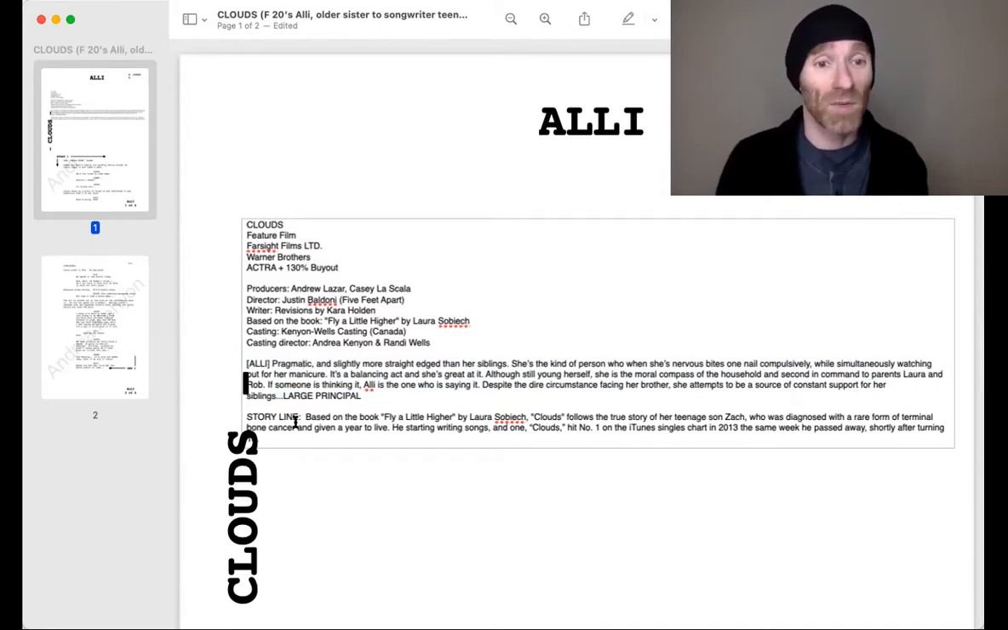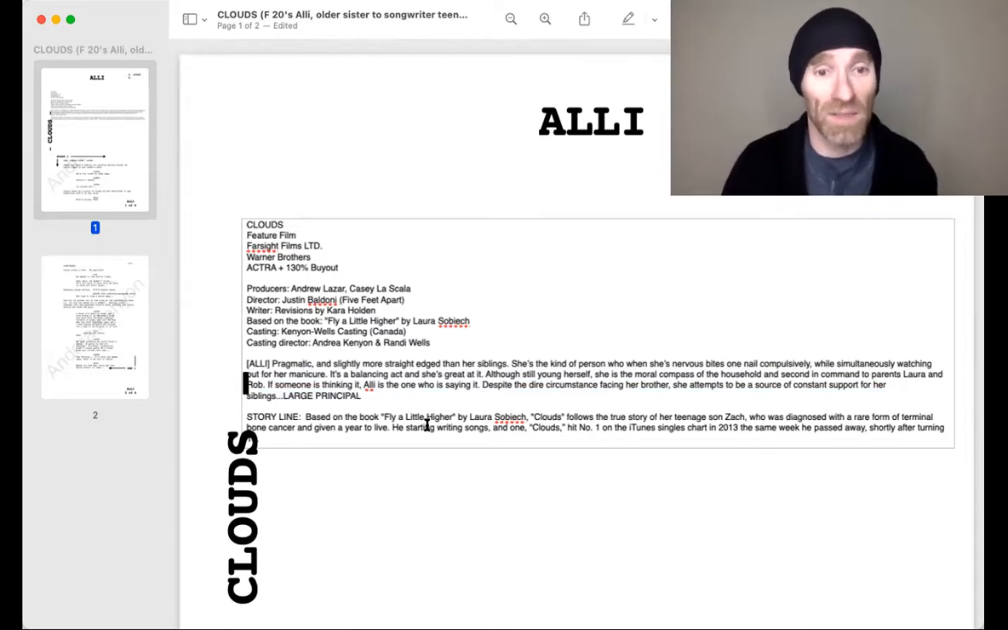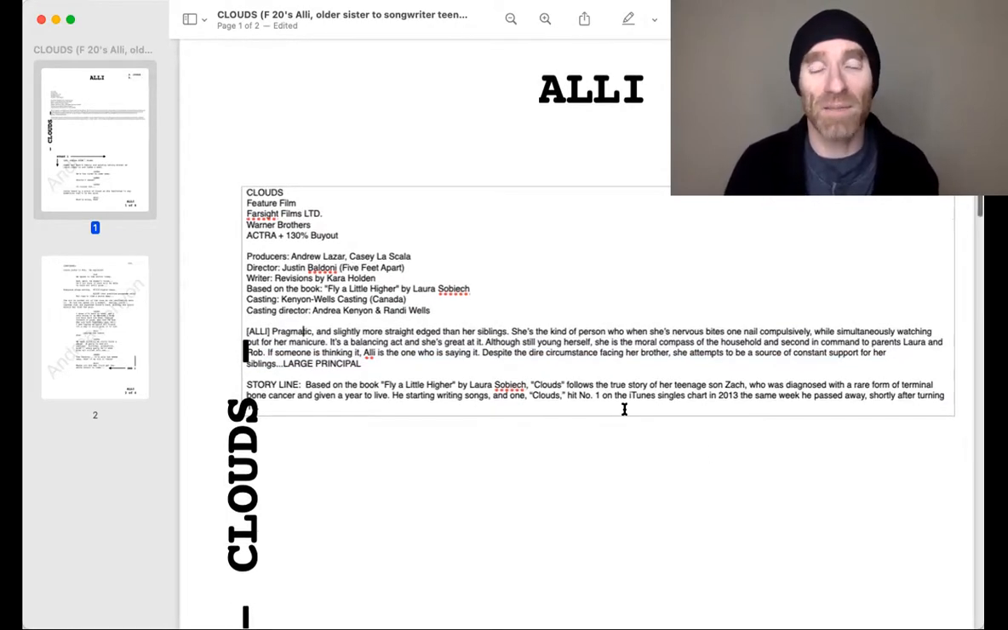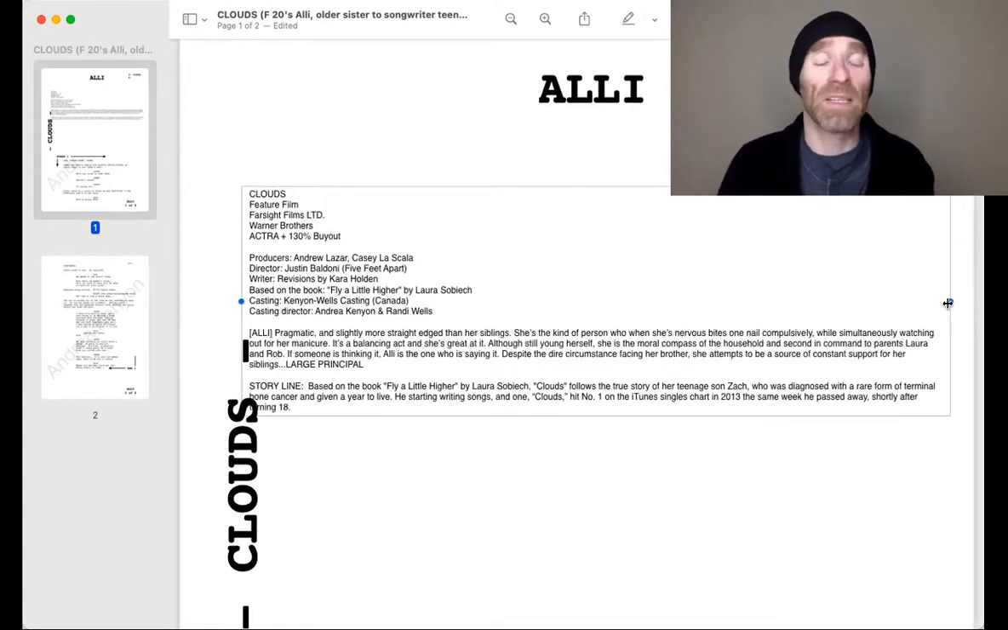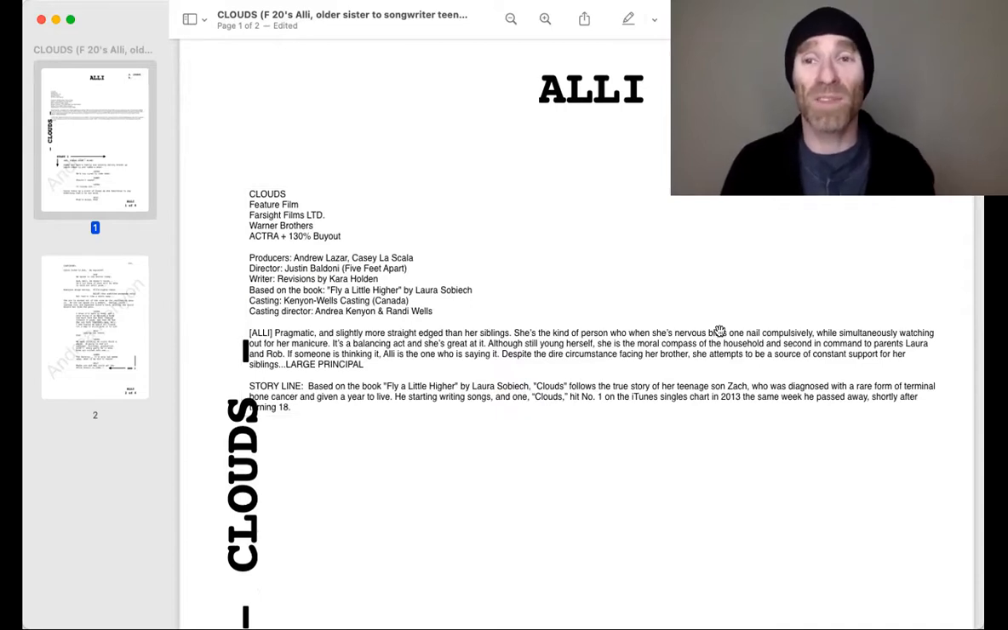The storyline, based on the book Fly a Little Higher by Laura Sobiek, Clouds follows the true story of her teenage son Zach, who was diagnosed with a rare form of terminal bone cancer and given a year to live. He started writing songs and won. Clouds hit #1 on the iTunes singles chart in 2013, and the same week he passed away, shortly after turning 18. So, true story, the heart wrencher, pull on the heartstrings.